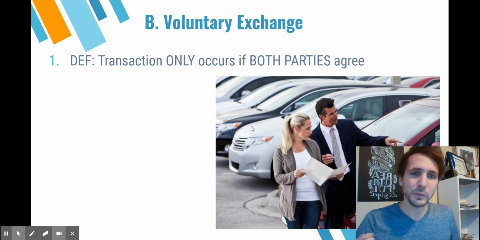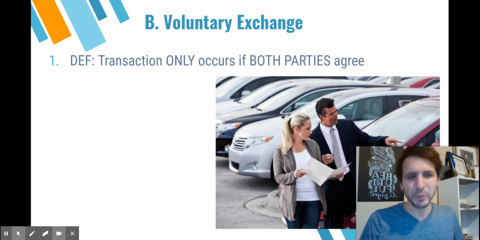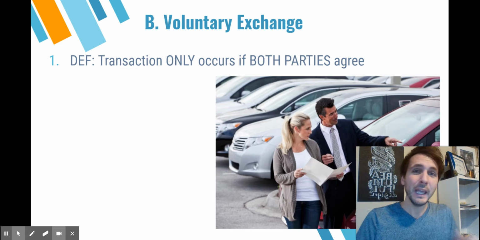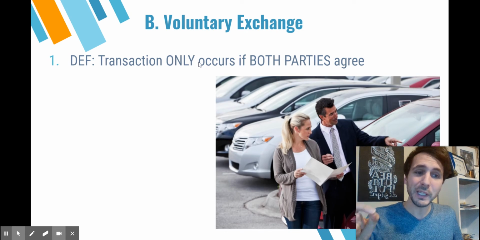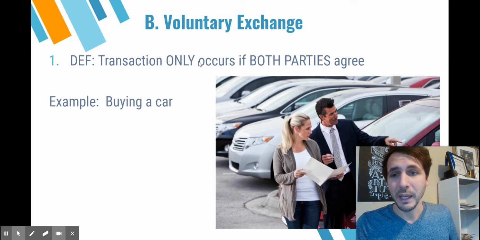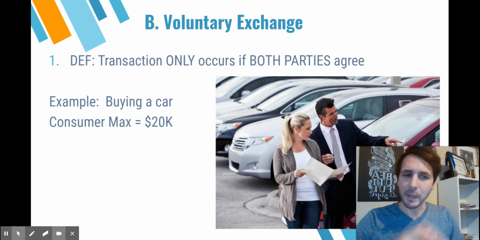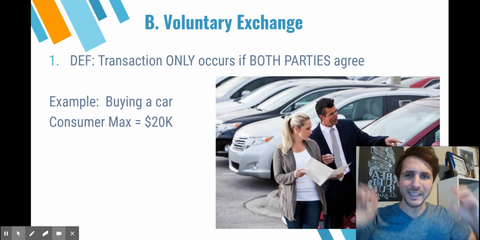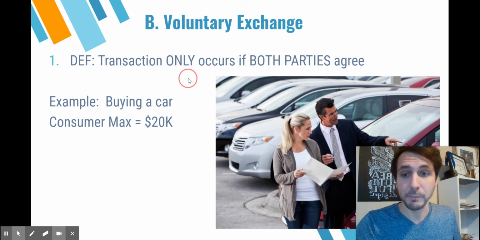The supplier, or the car dealership, knows what price they're trying to get. The demander pretty much knows what price they're willing to pay, and then there's a negotiation between the two. It is only if those two agree that the car is actually going to be bought and sold, right? So let's say a consumer walks in and says, okay, I'm not spending any more than $20,000 on a car. Not going to do it. That is my cap. That's what I'm willing to spend.